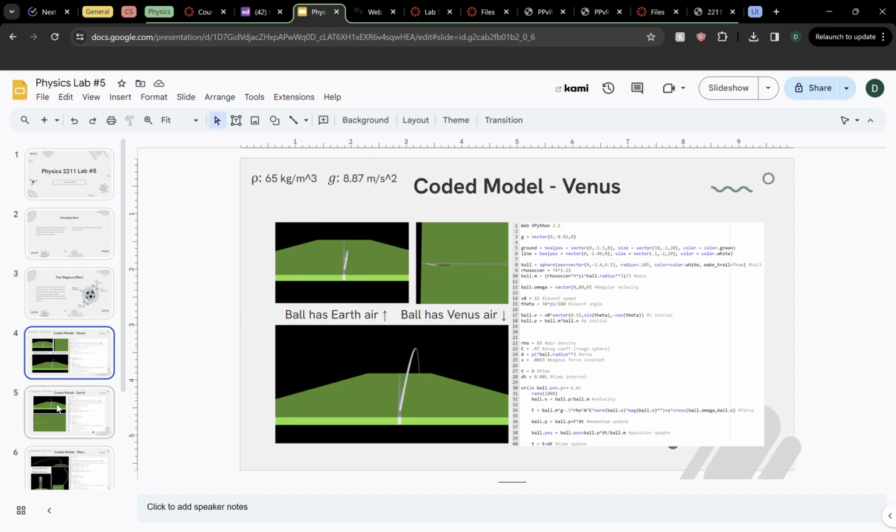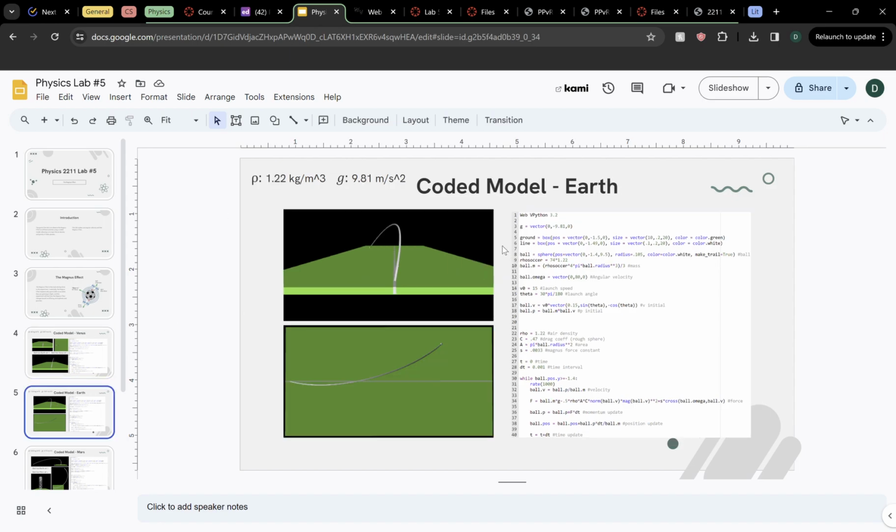Next we have the coded model for Earth, and this is what we're used to: 1.22 for the air density, 9.81 for gravity. As you can see, it looks like a pretty normal curvature. The ball is being kicked a little bit to the right, so it curves all the way left. You can see from this top view, it's a lot more apparent. Again, here's the code.